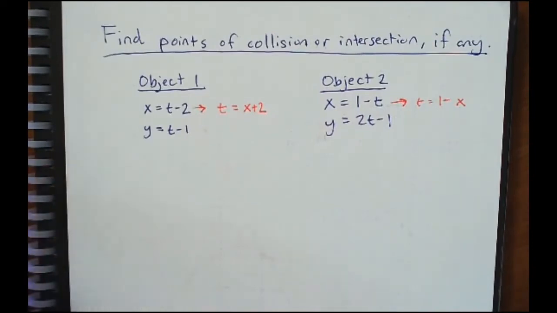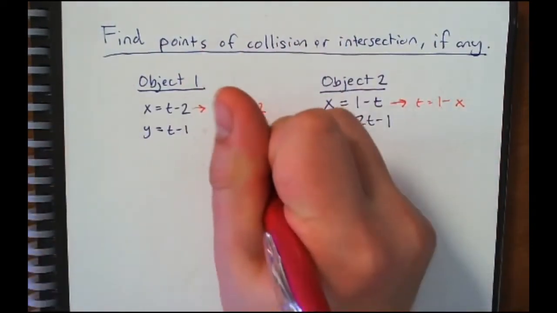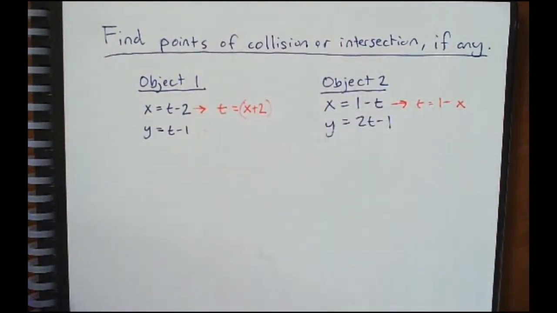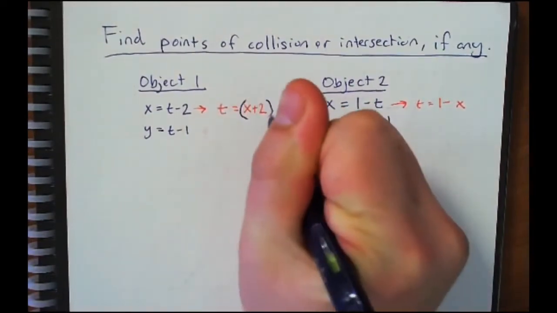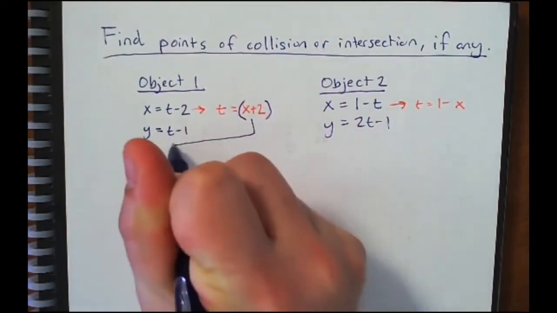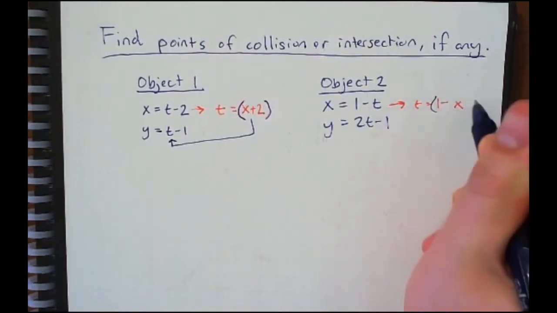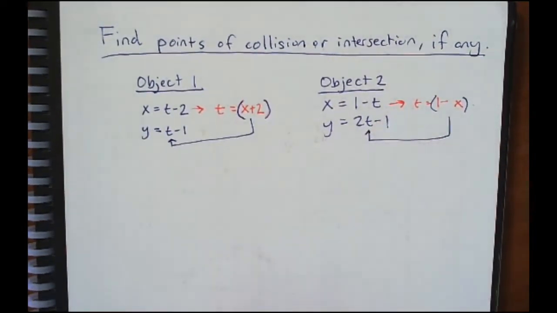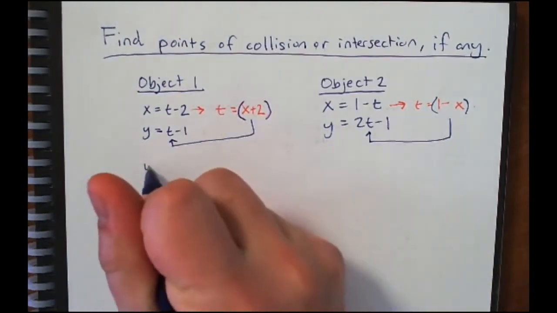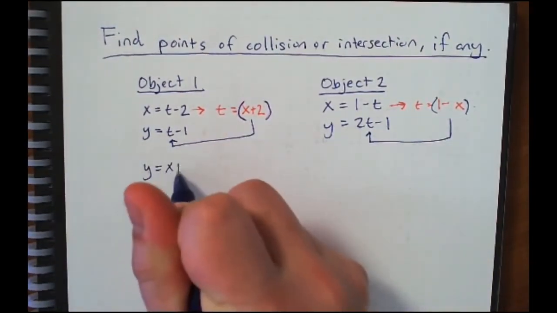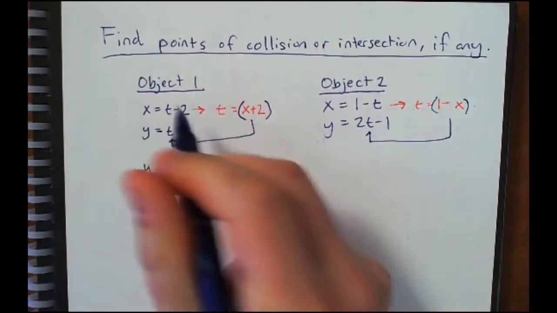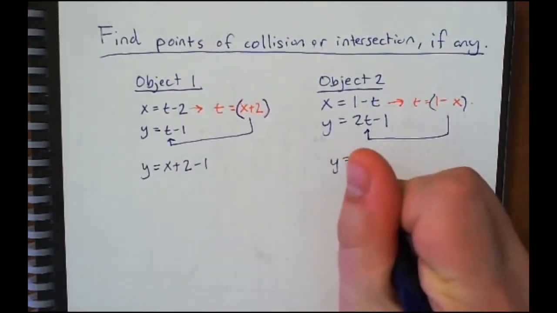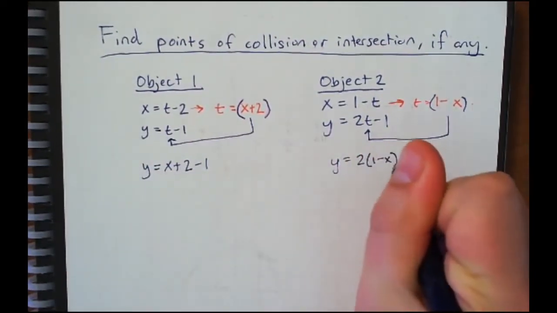So we can take that expression, right, this x plus 2 expression, let me try a different color there, and substitute it into t for the y equation. When I do that, I get y equals x plus 2 minus 1 for this one, and I get y equals 2 times (1 minus x) minus 1 for this one.